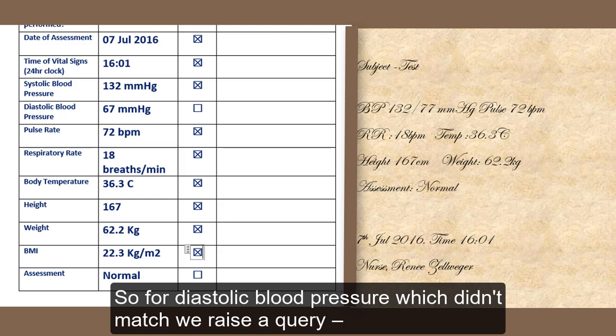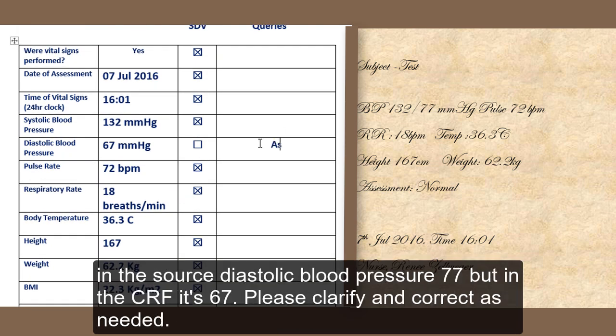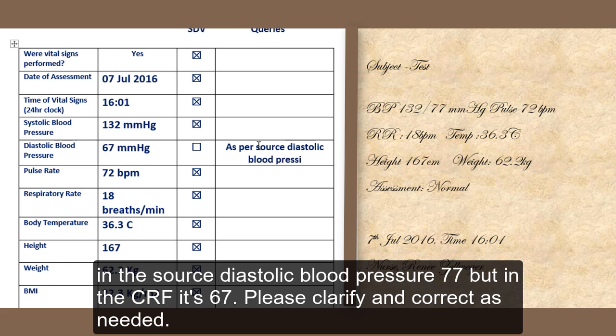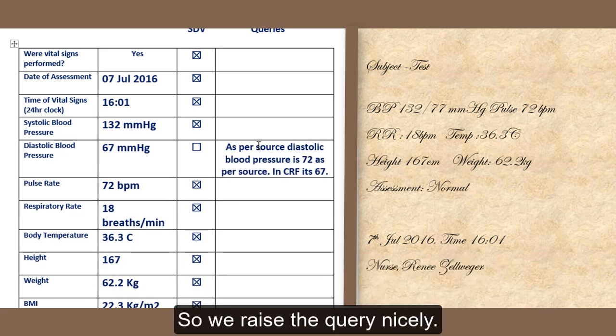So for the diastolic blood pressure which didn't match, we raise a query. As per source, diastolic blood pressure is 77, but in the CRF it's 67. Please clarify and correct as needed. So we raised the query nicely.